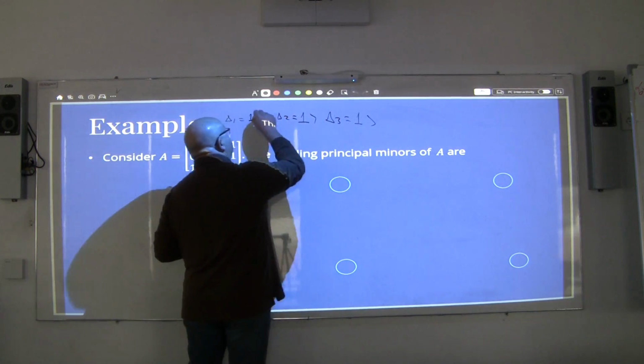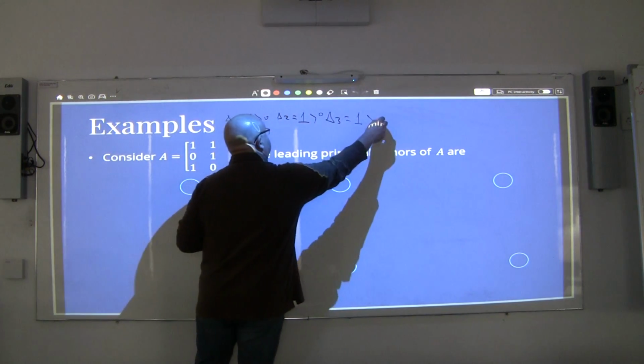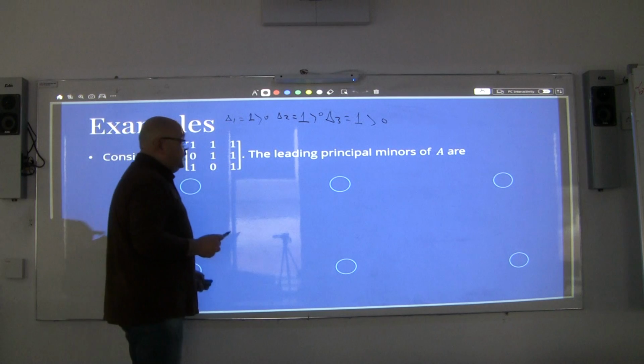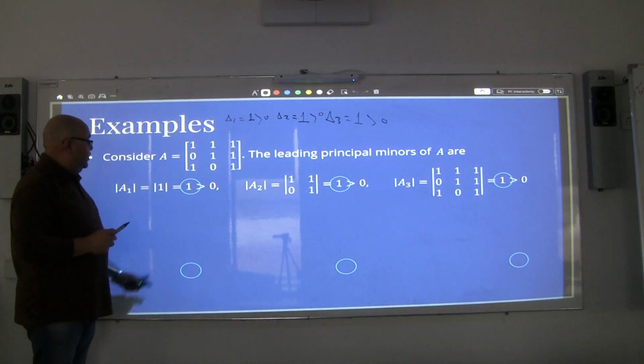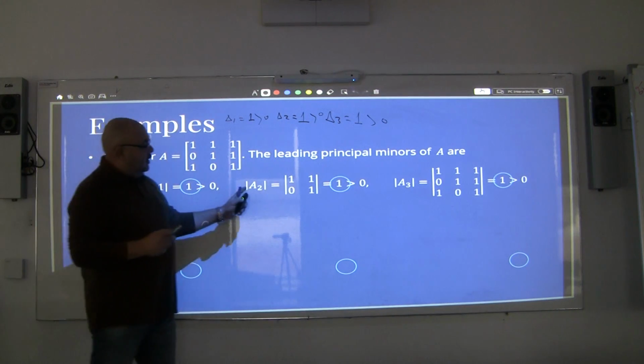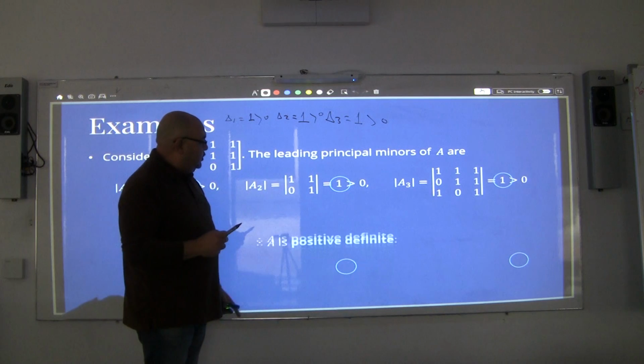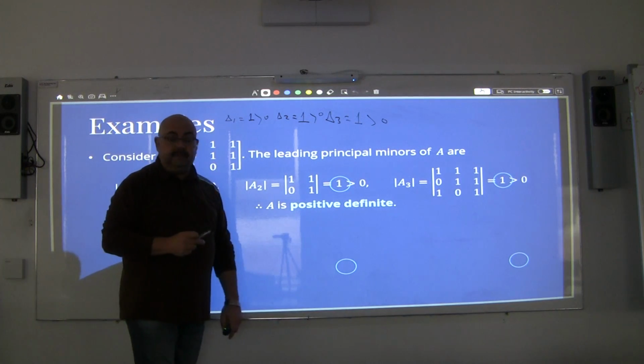This is 0 and that's 0, so it is also equal to 1. All of them are greater than zero. So the first case is a case of a positive definite. That's for delta 1, that's for delta 2, and that's for delta 3. So it's a positive definite.